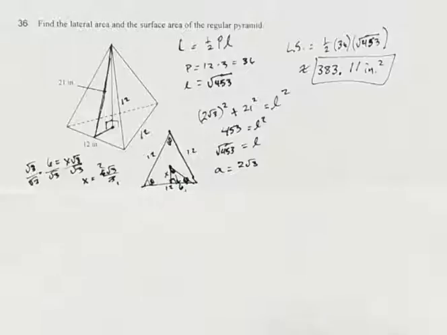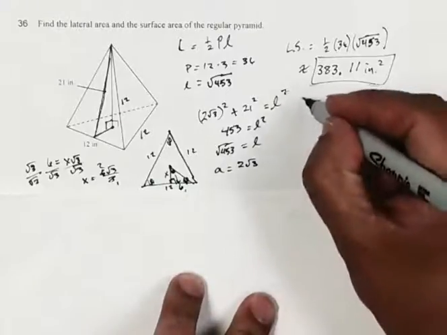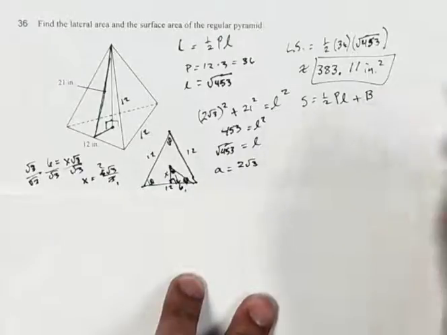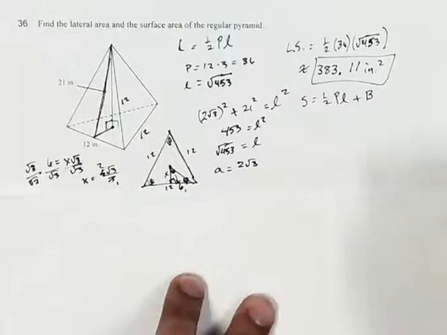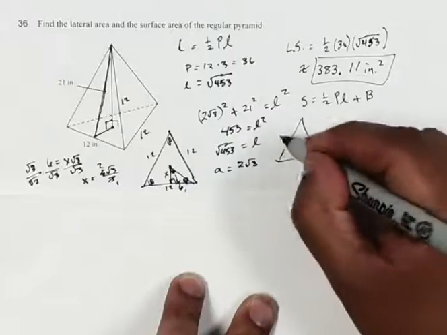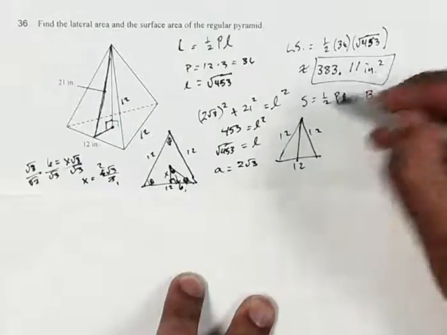Okay, so now we need the total surface area of the regular pyramid. To do that, the formula for surface area is 1/2 PL plus B. We already got the 1/2 PL side. We need to find the B, which is the area of the base. Now, for that, I have to look at the base triangle where all these sides are 12, 12, and 12. And the height is here.